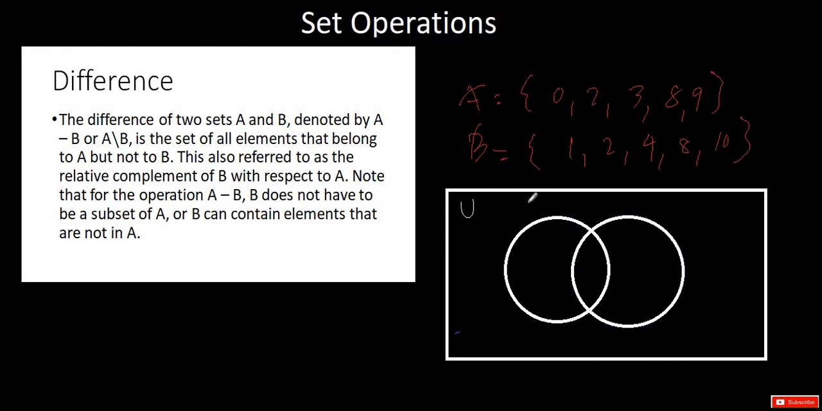Okay, we have here the universal set, set A, set B. Let's try listing the elements of set B. What are the elements of set B? We have 0, 2, 3, 8, and 9. Let's look for common elements of set A and set B. We have here 2 and 8.